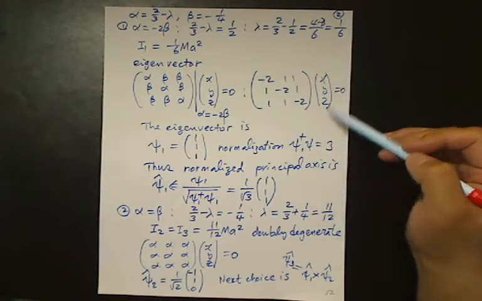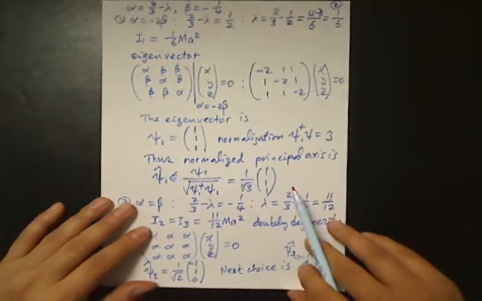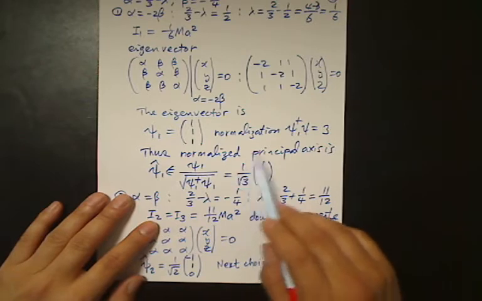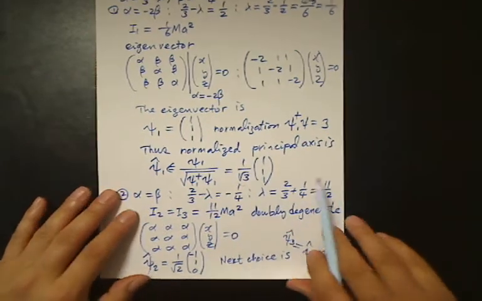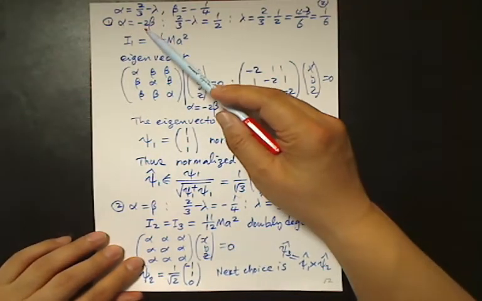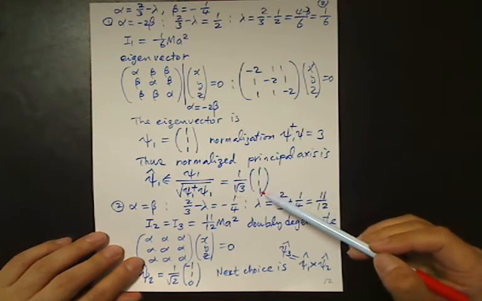The eigenvector that satisfies this eigenvalue equation is 1, 1, 1. And we have the unit normalization can be found as 1 over square root of 3, 1, 1, 1 will be the corresponding eigenvector. And this is a single eigenvalue and a single eigenvector.